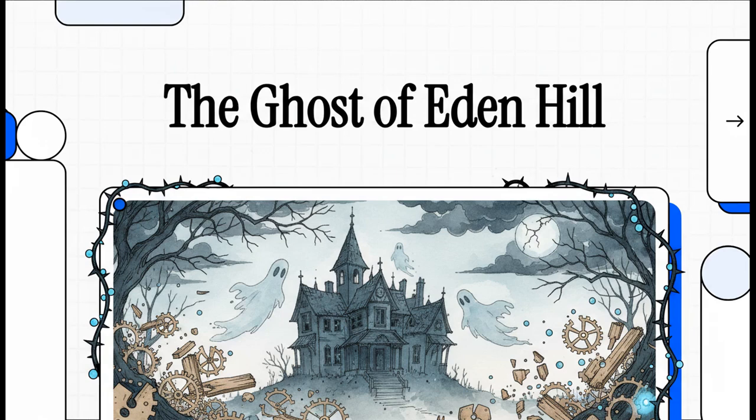All right, let's dive right in. Today, we are going to take a look at an animated horror story to really understand the architecture of a good scare. We're deconstructing the Ghost of Eden Hill, and we're going to pull it apart piece by piece to see exactly what makes a simple ghost story so incredibly effective.